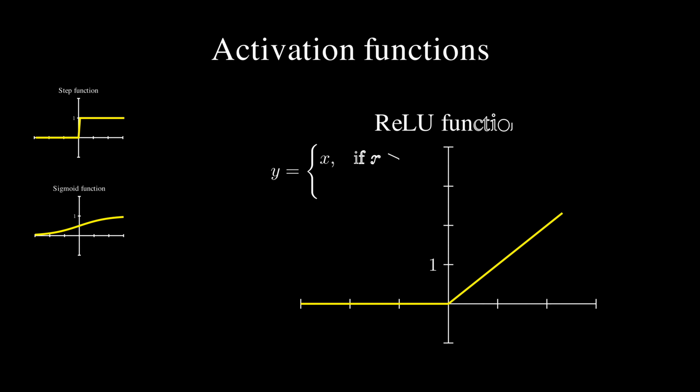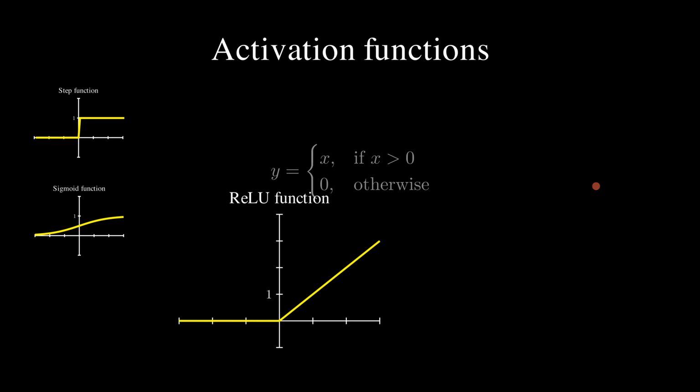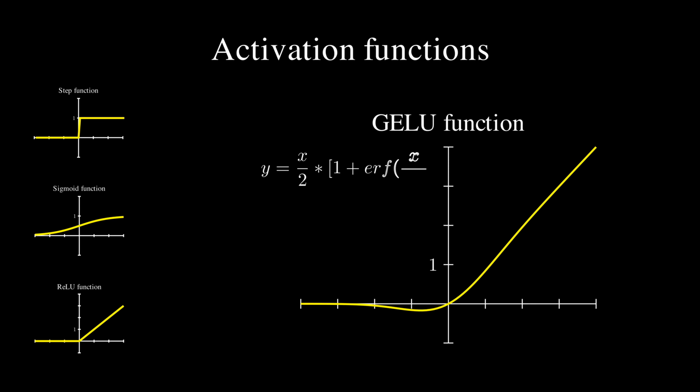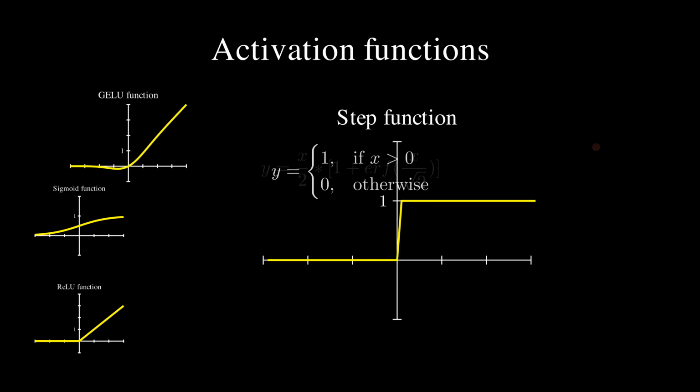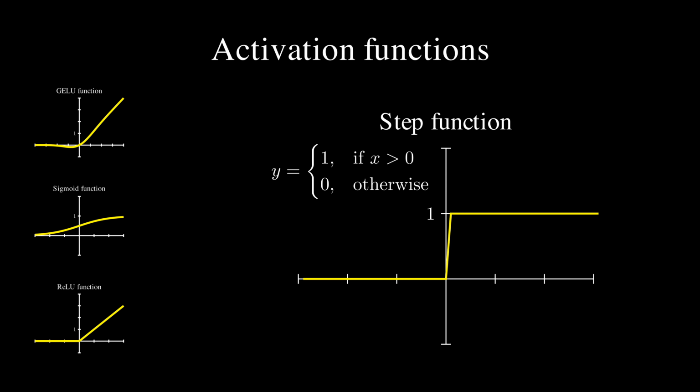ReLU function. This is currently the most popular activation function. It has gained widespread use due to its simplicity and efficiency in calculations. GELU function. In its form, it resembles the ReLU function. However, the transition from negative values is smoothed out. Experimental results showed that the convergence and the performance of neural networks improved compared to ReLU. But let's return to the step function that we will use in our neural network.